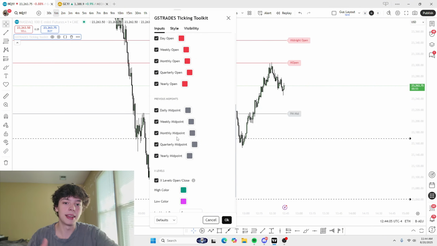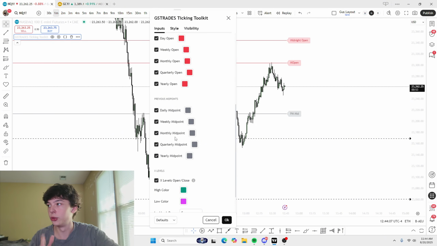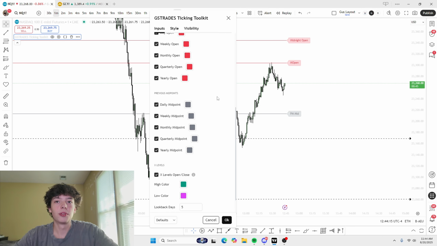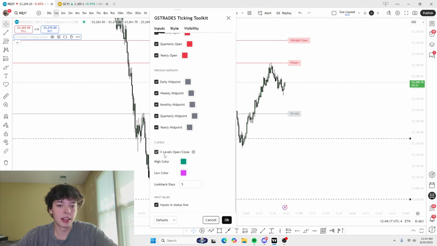Some of the levels like midnight open will not work on stuff by the New York Stock Exchange, obviously, because there aren't midnight opens. You just can't see it. You don't have that data. So those are the midpoints, and now we have the X levels.